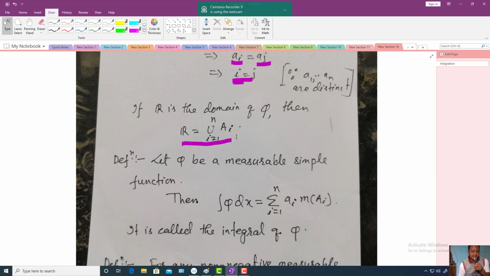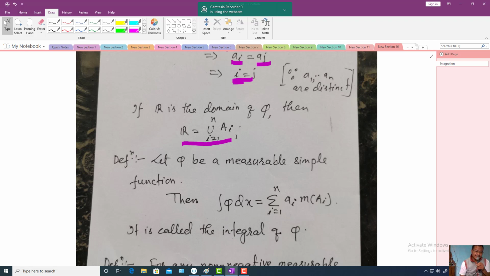Now let us come to the very important definition, the Lebesgue integration. First we are going to define the Lebesgue integration for the simple function. From the simple function it will be extended to the non-negative measurable function. So first let us look at how the integration is defined on a simple measurable function. Let phi be a simple measurable function. Phi will be a simple measurable function if the underlying sets A1 up to An are measurable. This I have already explained.